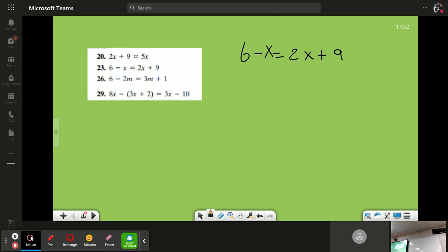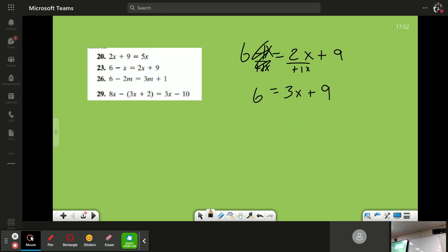Like terms have to have the same exact variable, right? So up here, who are my like terms? There you go. I have a minus 1x and a positive 2x, and I got to get them together. They're not on the same side, so I can't put them together. But to collect my like terms, I'm going to come here and I'm going to say plus 1x and plus 1x, and I got 6 equals 3x plus 9.